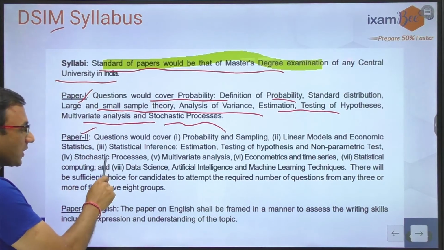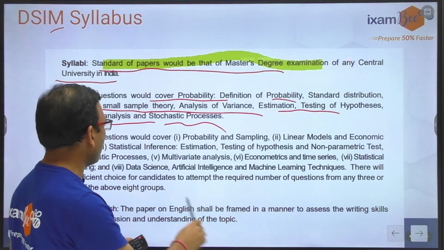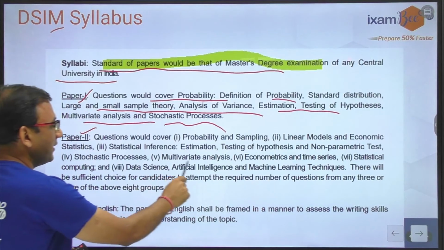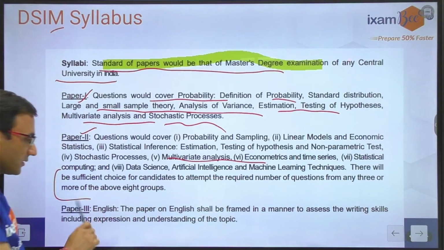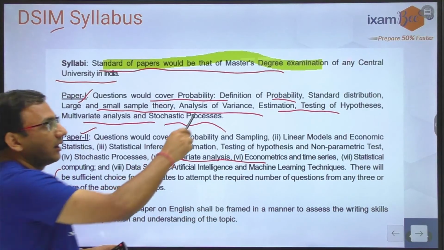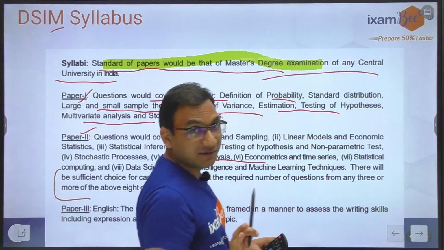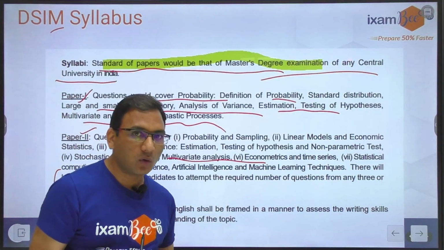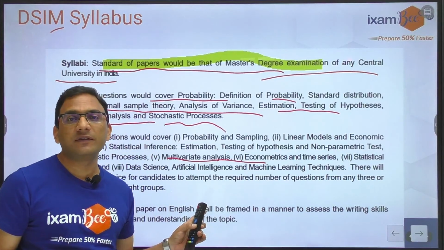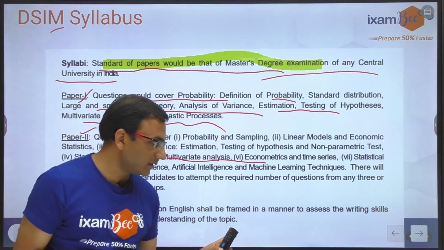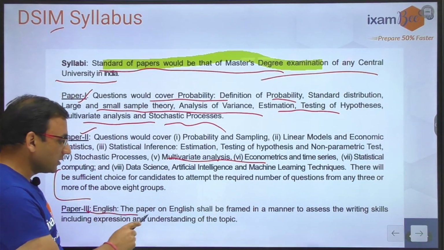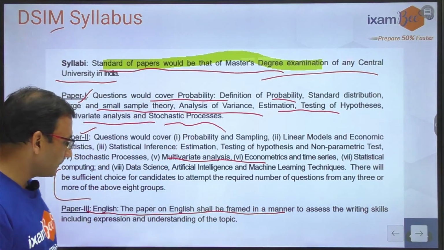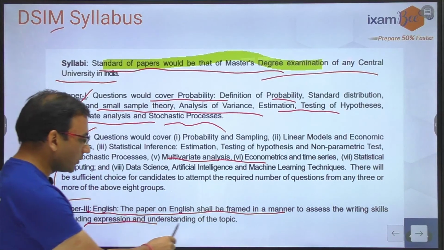Paper 2, questions will again be on probability, linear models, estimation and econometrics, multivariate analysis. So these topics, as I said, any master's level exam difficulty will be there. So statistics, whatever you have studied during your master's, please go and revise that in detail. Go to the previous year papers available on our website. Here the English paper is also there. In the same manner, writing skills will be evaluated, how you are going to perform.